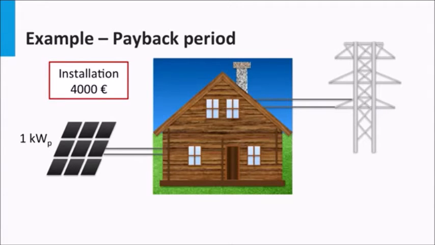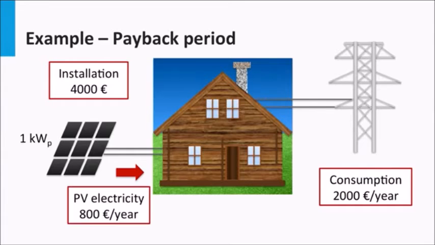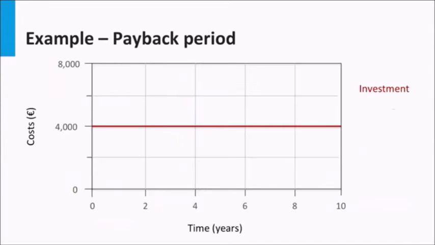We can understand this idea in a simple example. Let's say, for instance, Family Smith has installed a PV system of 1 kilowatt peak at an initial investment cost of 4,000 euros. The family's usual electricity consumption is such that on average it incurs an electricity bill of 2,000 euros per year. After installation of the PV system, roughly 800 euros worth of electricity consumed by the family is provided for by the PV system.